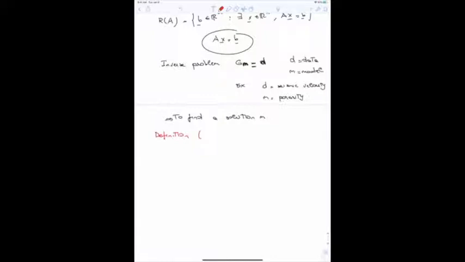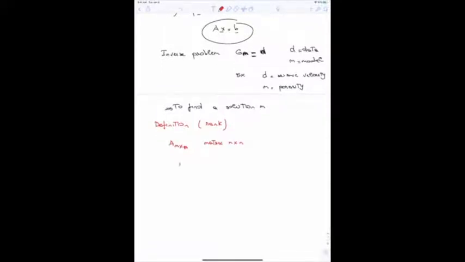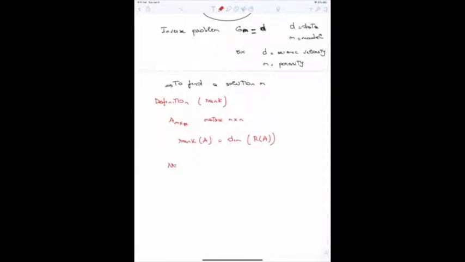And this is the definition of rank. So if you have a matrix A of dimension M times N, then the rank of A is the dimension of the range of A. So the rank has to be less than or equal to the minimum between M and N.